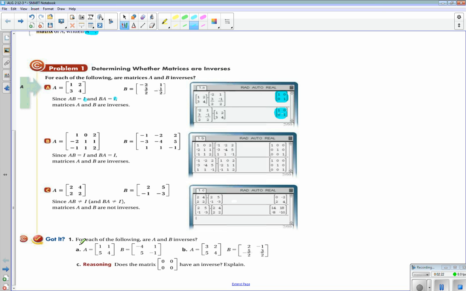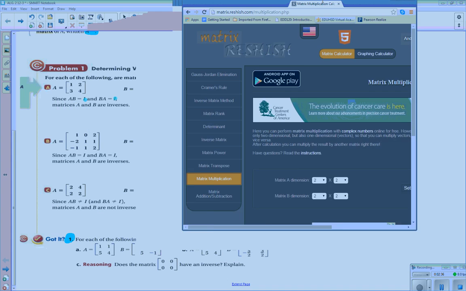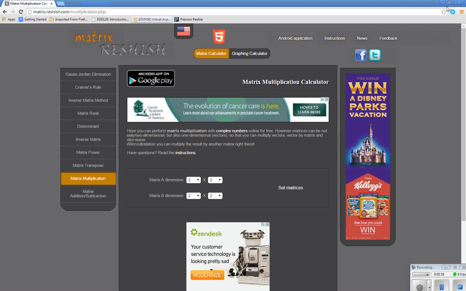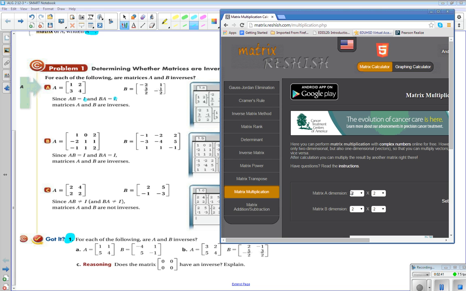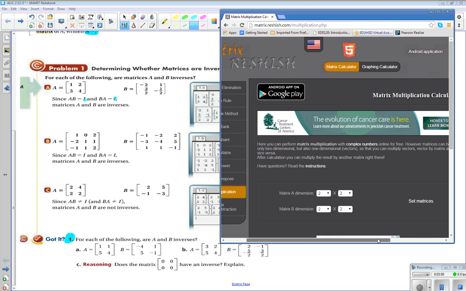All right, so we're going to do that for these two matrices in number 1. And just to show you how you can do it if you don't have a graphing calculator, it doesn't matter, because you can use the online calculator. This is matrix.reshish.com/multiplication. So we have a 2 by 2 matrix and a 2 by 2 matrix. So matrix A dimension is 2 by 2, matrix B dimension is 2 by 2.